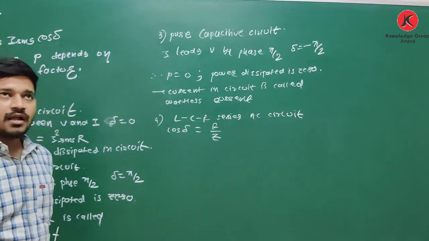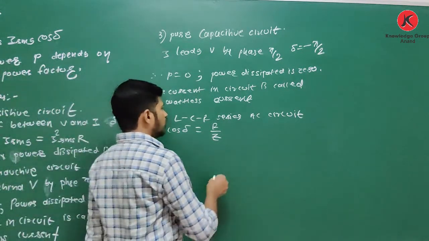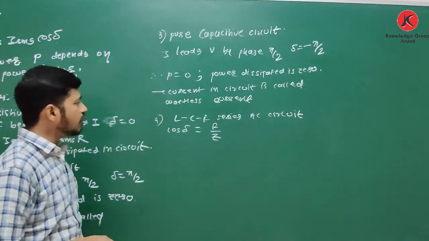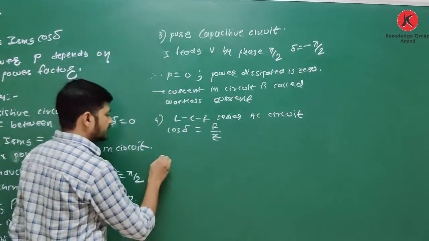How R upon Z? Remember that analytical method. Cos del is equal to R upon Z. That you have to remember. Okay. Next one is number 5.